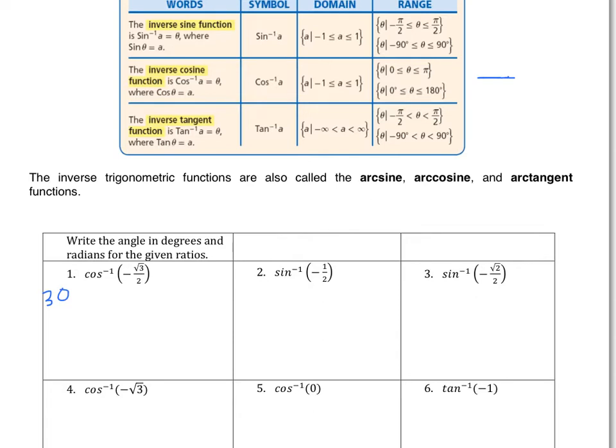So if I look at 30 as the reference angle, I'm going to go to 180, and actually I'm looking at 150 degrees. And then for pi, I'm looking at 30 degrees, so 180 divided by 30, I get 6. So as far as radians and degrees, I have a 150-degree angle and 5 pi over 6 for radians. Go ahead, pause the video, and try number 2.